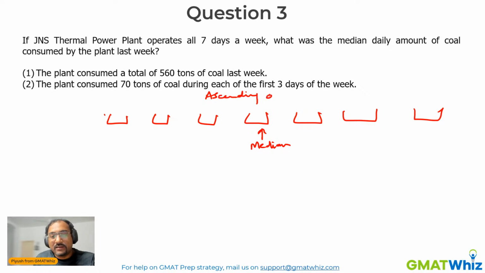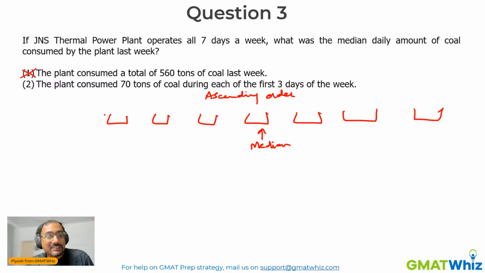All right, guys. Now, I don't have any other data. I know that the fourth one is going to be the median. I'm not saying day 4. I'm saying if the coal consumption is arranged in ascending order, the one in the center is going to be my median. Now, if I look at the first statement, the plant consumed 560 tons of coal last week. That doesn't tell me anything. I can't assume that the coal consumed was equal on all days. No such assumption can be made. 560 can be distributed in several different ways. So this statement is not at all sufficient to answer the question.